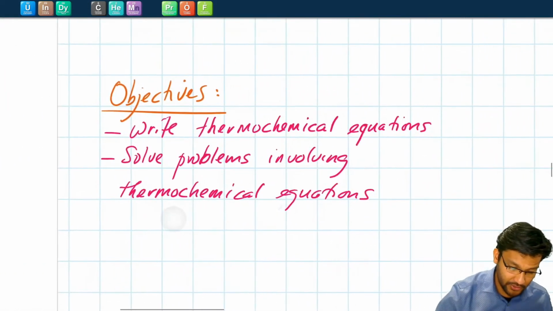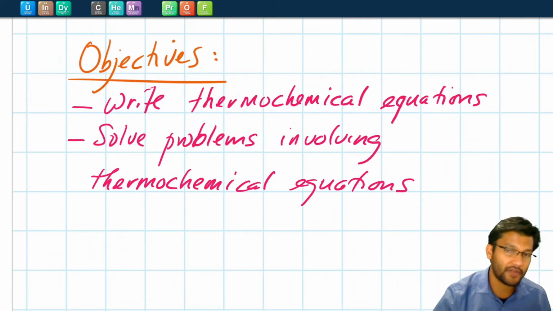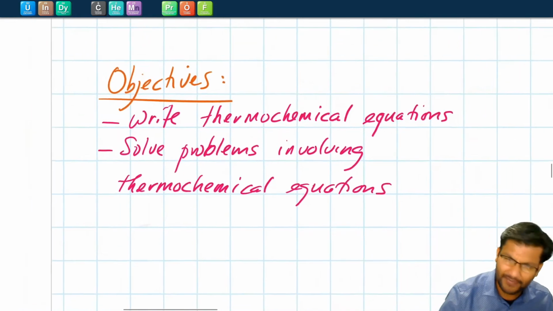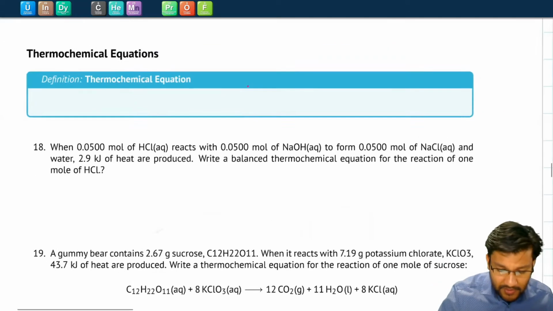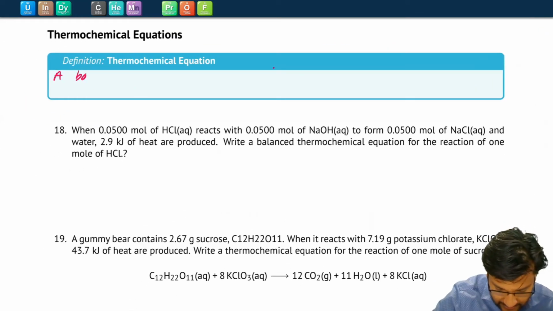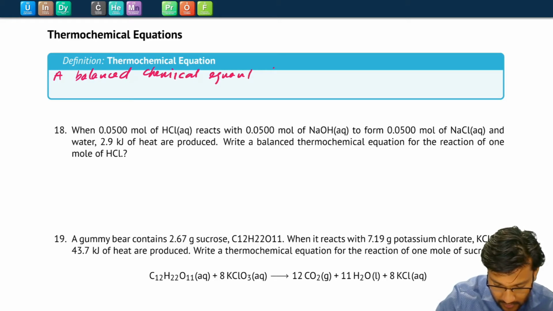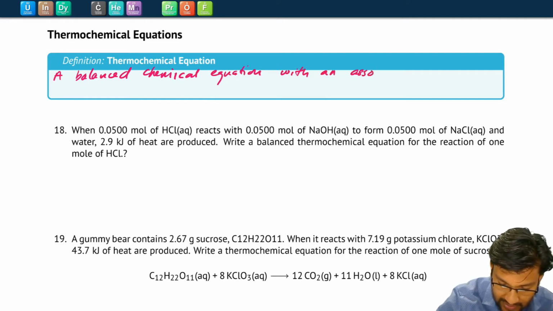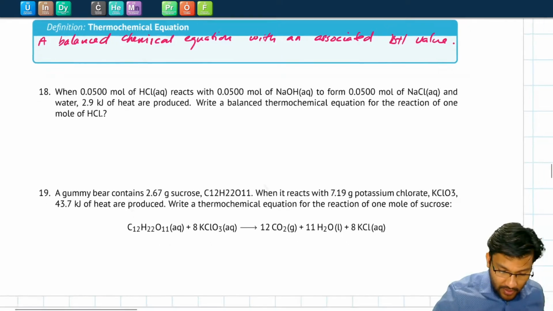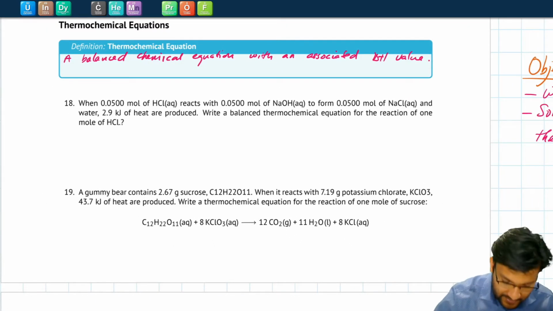By the end of this video, you should be able to write thermochemical equations and solve other problems involving thermochemical equations. Let's get started. So you might be asking, what is a thermochemical equation? A thermochemical equation is simply a balanced chemical equation. Let's write that again: equation with an associated delta H value.